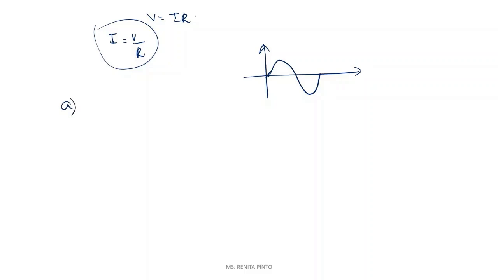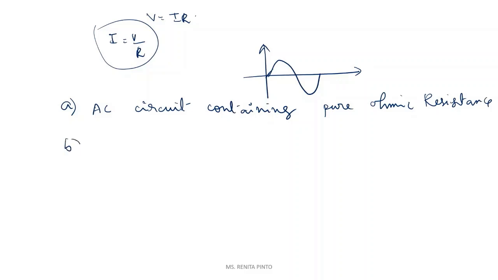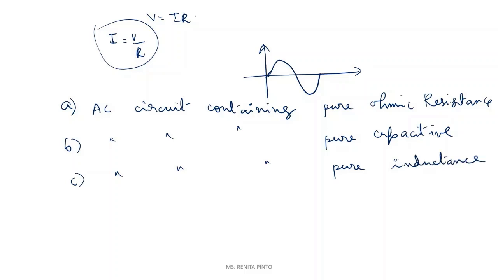First we will discuss the AC circuit containing pure ohmic resistance, then the AC circuit containing pure capacitance, the pure capacitive circuit, followed by the AC circuit containing pure inductance. So let us go through the AC circuit containing pure ohmic resistance.